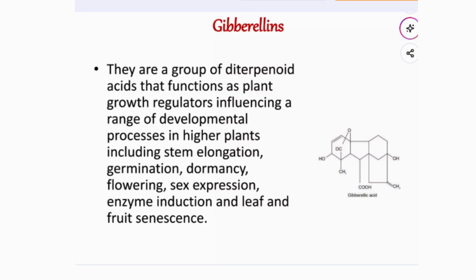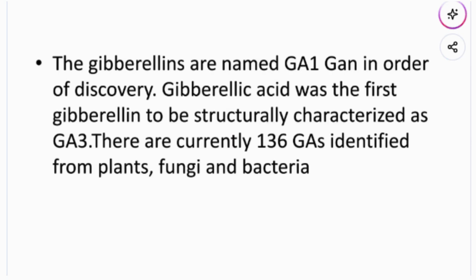Gibberellins. Gibberellins are a group of diterpenoid acids that function as plant growth regulators, influencing a range of developmental processes in higher plants, including stem elongation, germination, dormancy, flowering, sex expression, enzyme induction, and leaf and fruit senescence. Gibberellins are named GA followed by a number, in order of discovery.